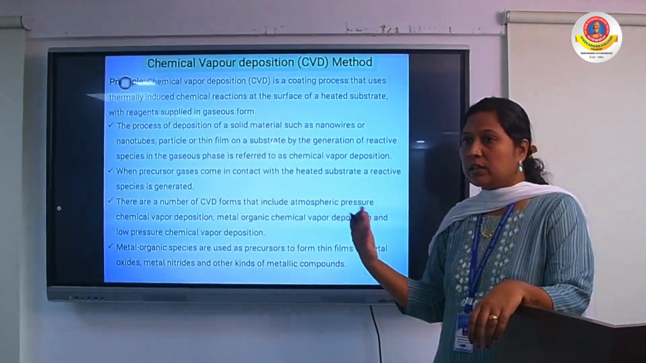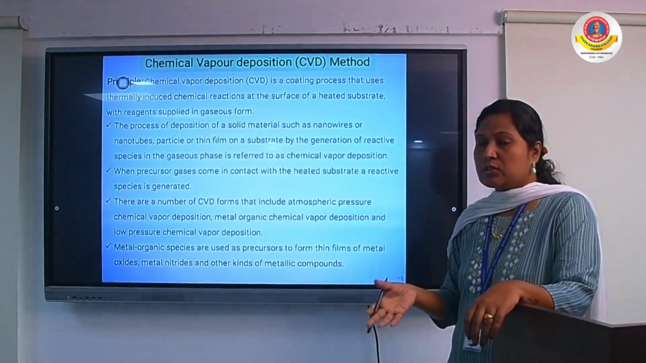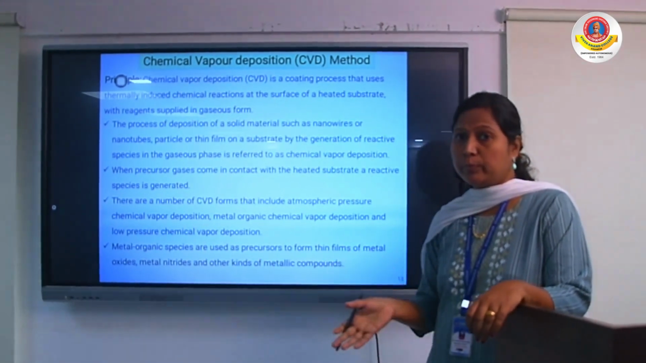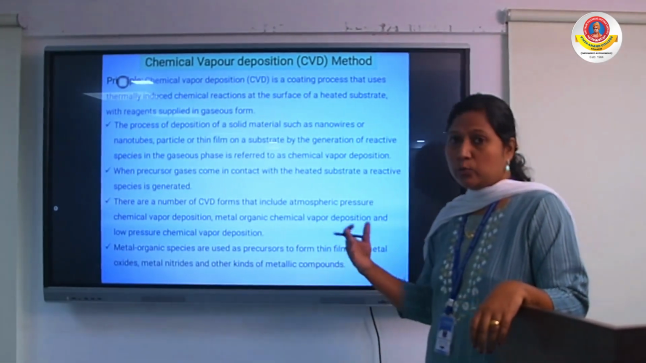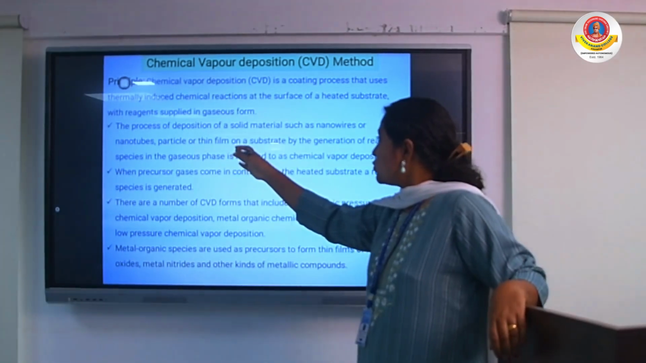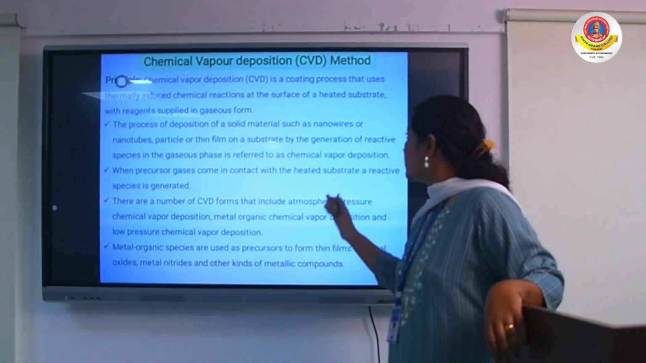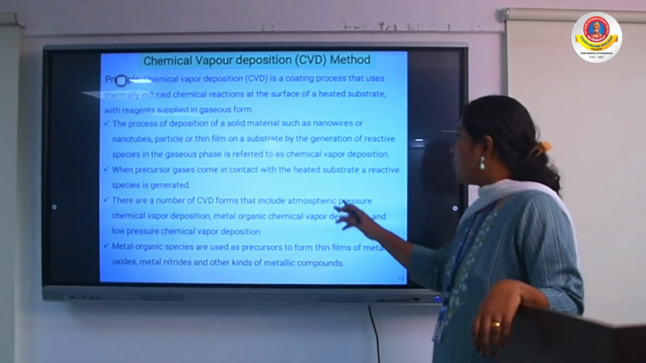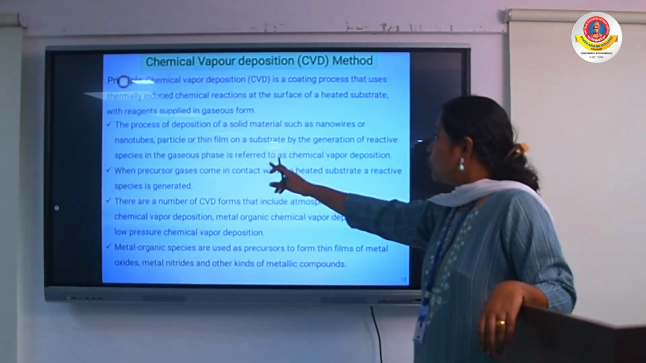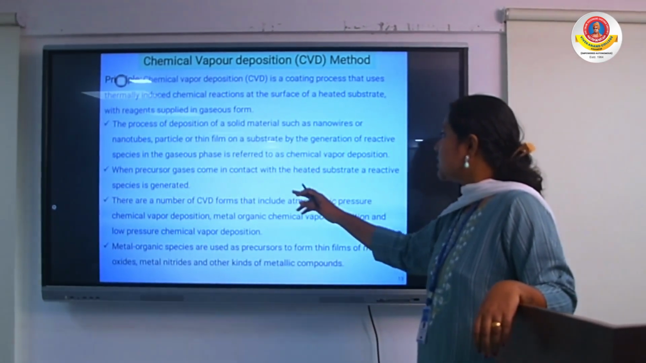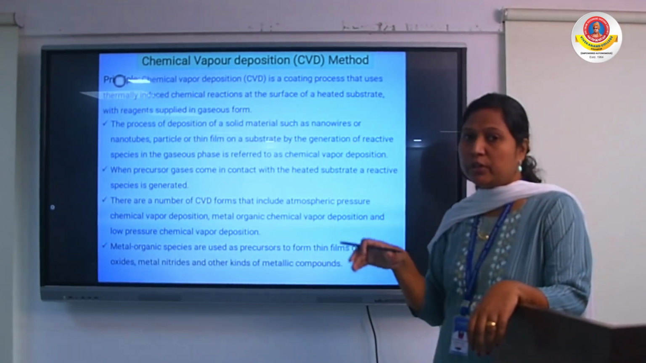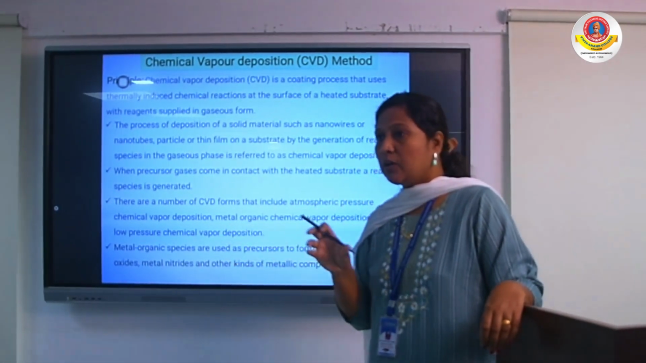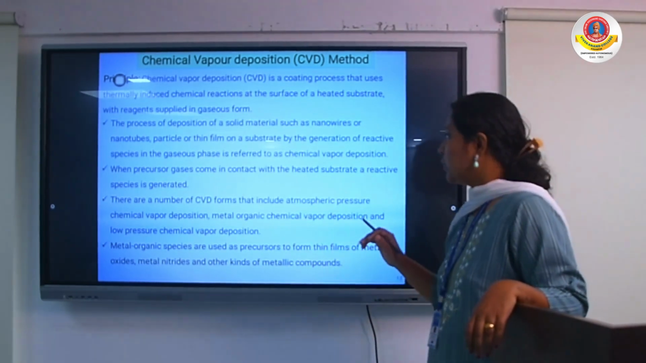How we can see in the next slide what is the actual process, what is the mechanism, how this thin film is synthesized or prepared by using this technique. So we have to see one by one. The process of deposition of a solid material such as nanowires, nanotubes, particles or thin films on a substrate by the generation of reactive species in the gaseous phase is referred to as chemical vapor deposition. Here we have to refer to the gaseous phase of our compound, our chemical.